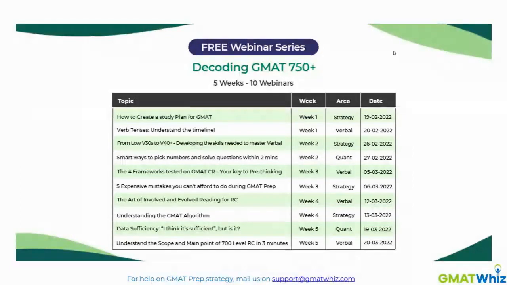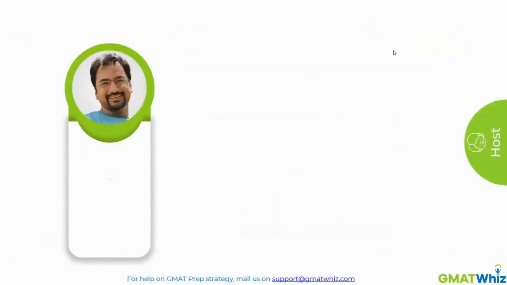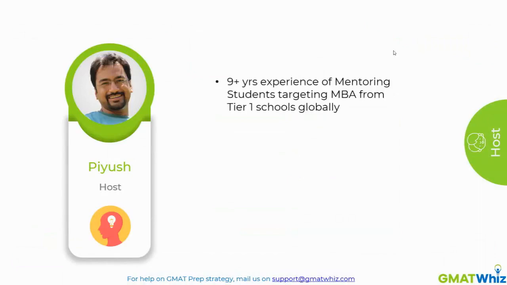So basically, a quick intro about myself. Some of you might not have interacted with me. I'm Piyush, and I'm going to be your main host in the session today. I have 9+ years of experience mentoring students targeting B schools from tier 1 schools globally. I've helped people get into any top B school that you can think of, whether it is Harvard, Wharton, Stanford, NYU Stern, any top B school you think of. I have definitely sent 1 or 2 students over there.